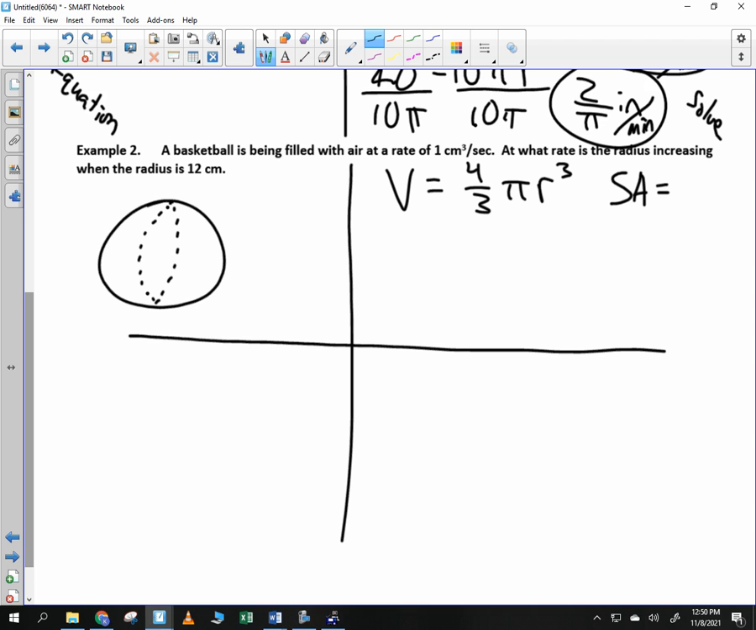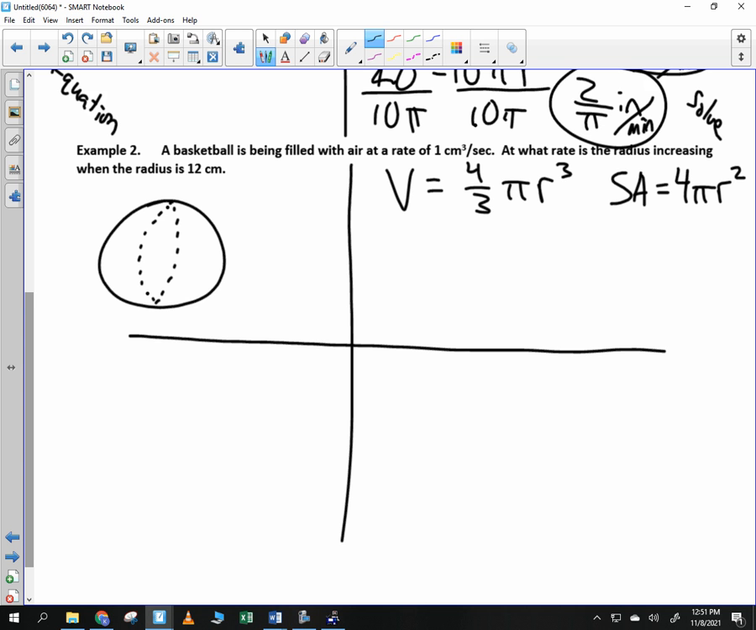So, if you're going to try to take a basketball, a sphere, and wrap it in wrapping paper, you would need 4 pi r squared. For some crazy reason, the surface area ends up being exactly 4 times the area, which is really weird.